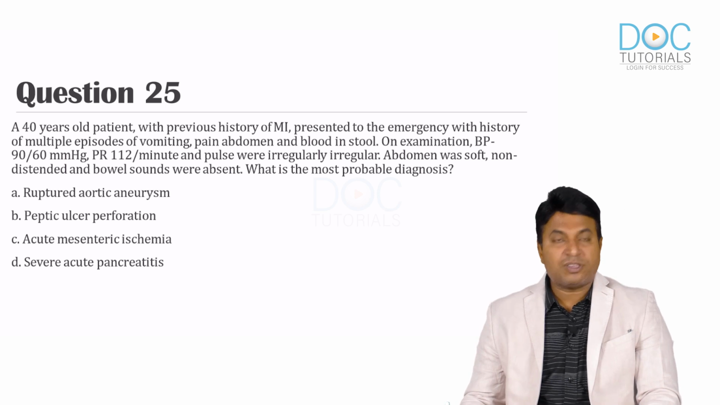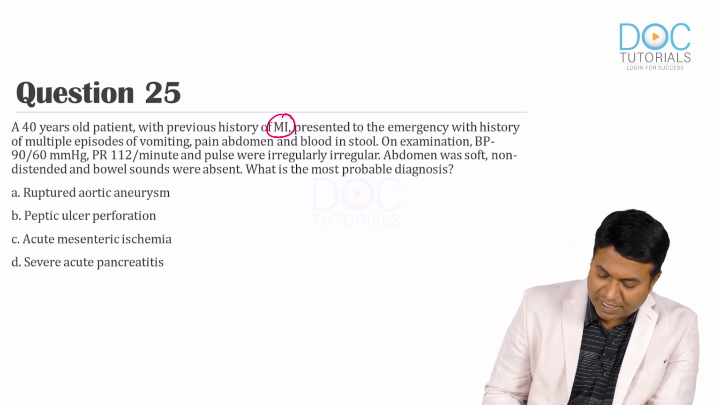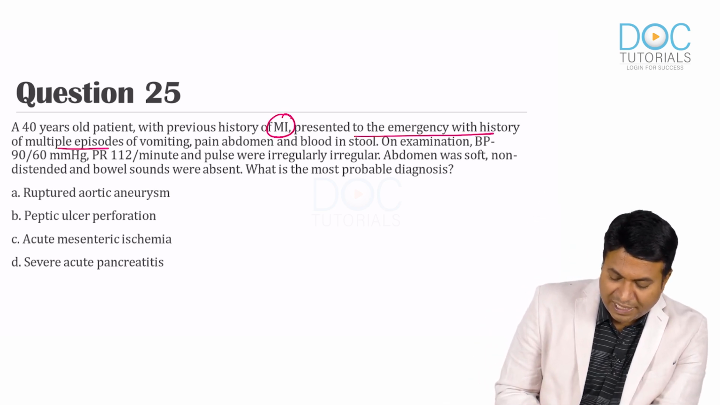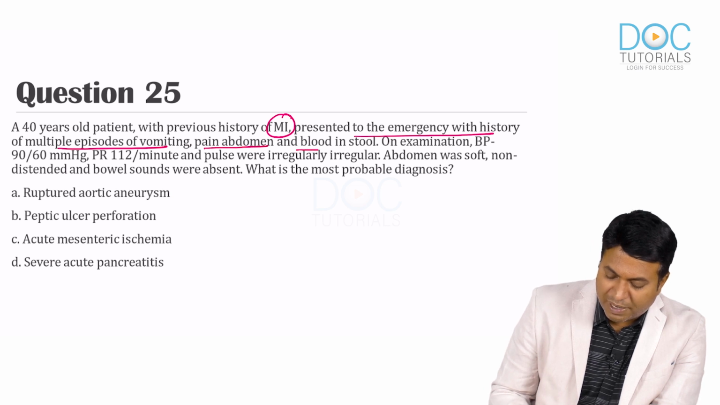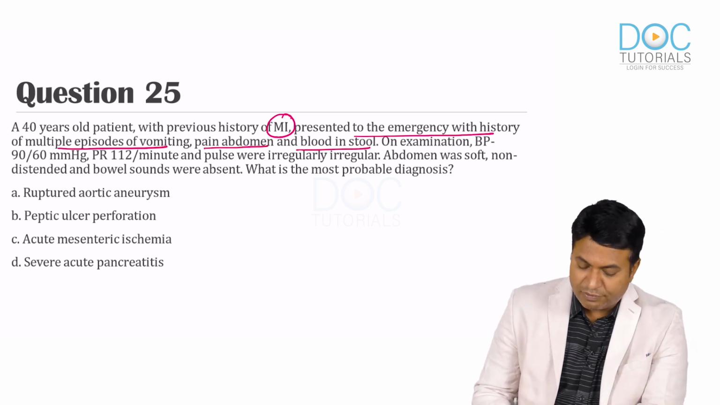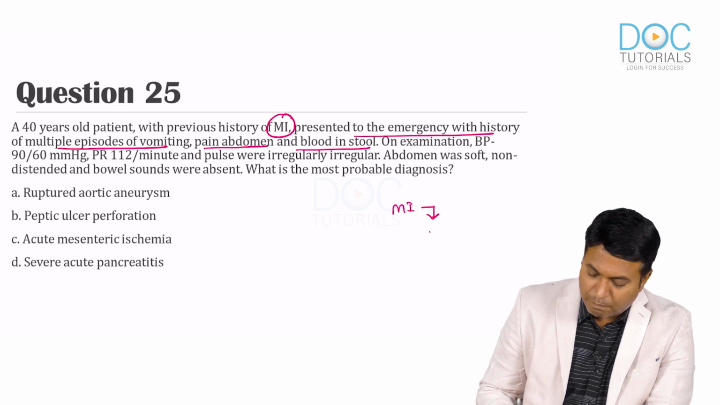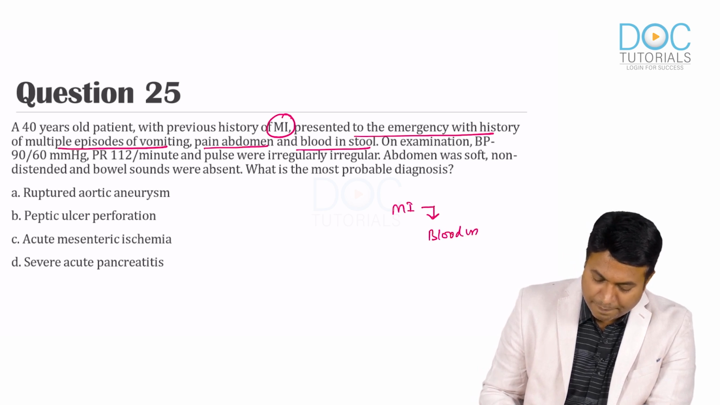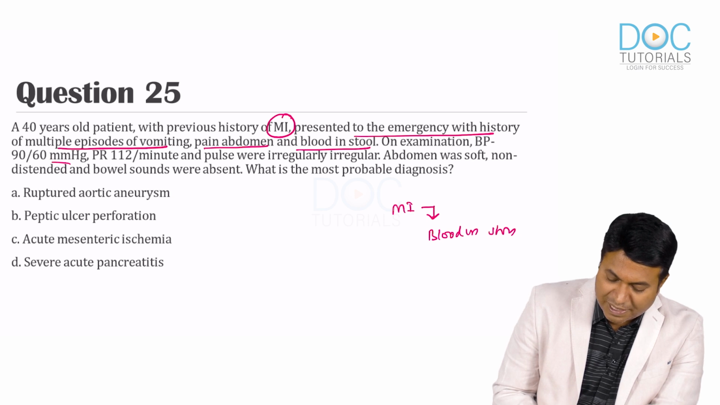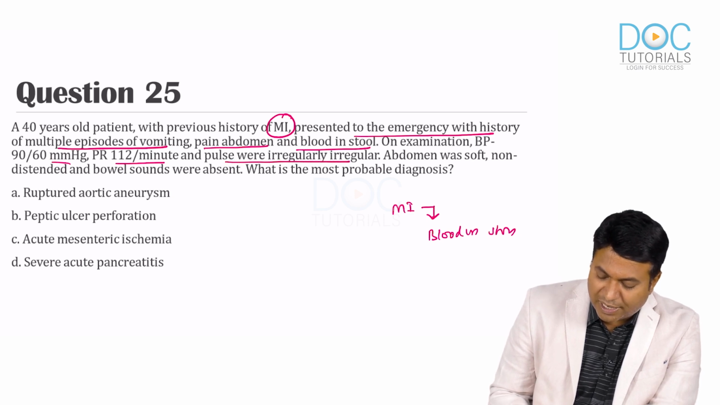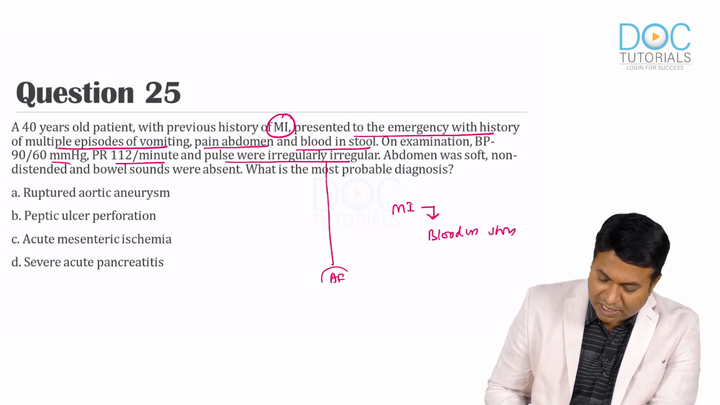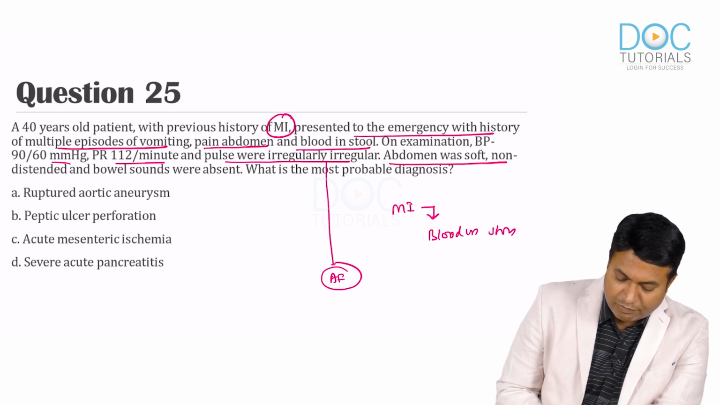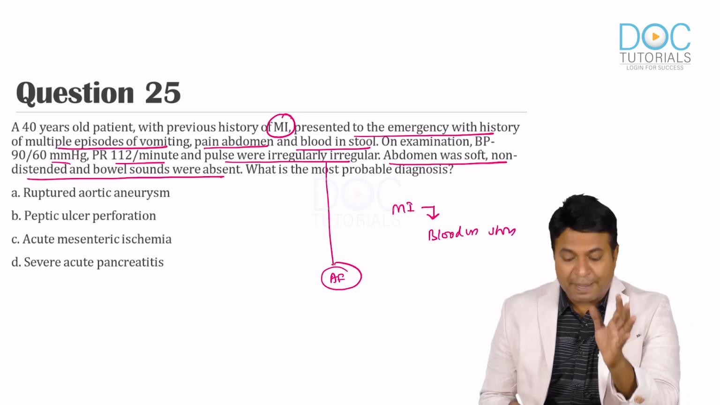A 40 years old patient with previous history of myocardial infarction presented to emergency with a history of multiple episodes of vomiting, pain abdomen and blood in stools. So a case of MI presenting with blood in stools. BP is low, pulse rate is increased, pulse was irregular, so probably she is also having atrial fibrillation. Abdomen was soft and non-distended, bowel sounds were absent.